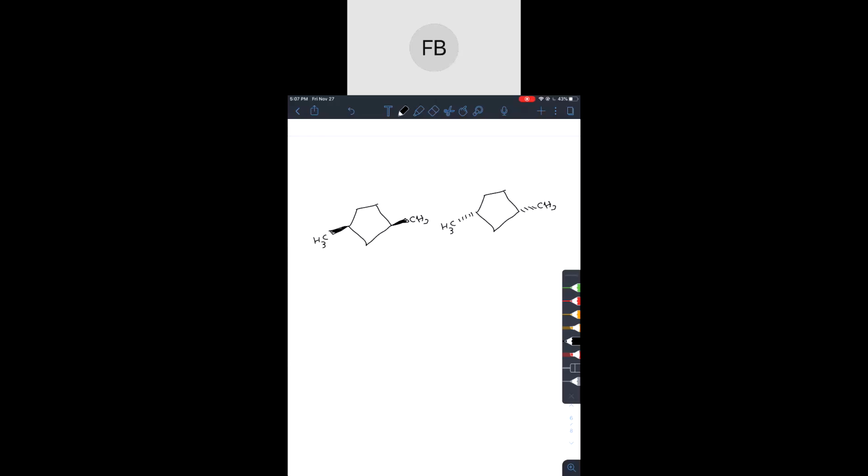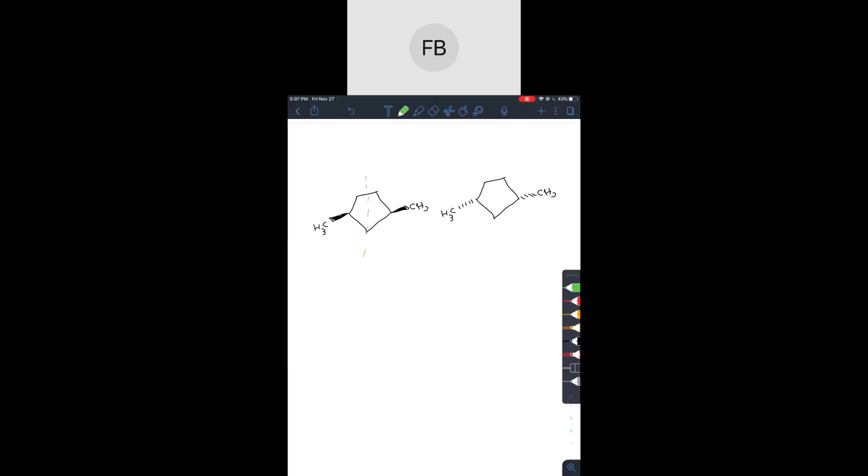Alright, cool. So in this question, he didn't really ask whether it was meso. He didn't ask you to say whether they're meso or not, so you didn't really need to write meso. You could have just written identical as well, because he didn't ask for that. But here we go. Looking at this, there's a plane of symmetry, right? So that tells us something interesting.